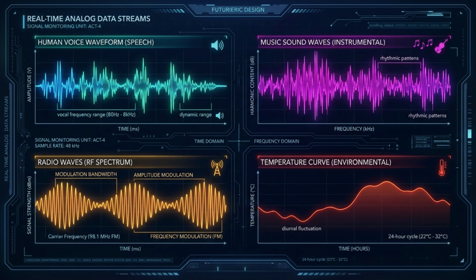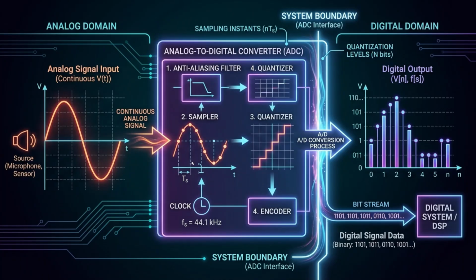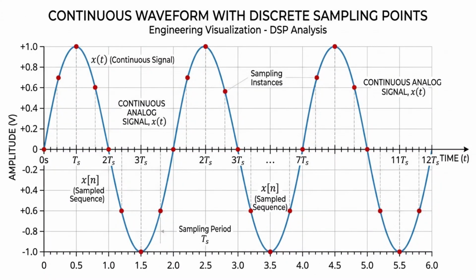That process is called sampling. Sampling means measuring a continuous signal at regular time intervals. Instead of capturing every moment, we take snapshots of the signal. Each snapshot is called a sample. So instead of a smooth curve, we get a sequence of discrete points. These samples can then be stored, processed, and transmitted digitally. This is the first step in converting analog signals into digital signals.